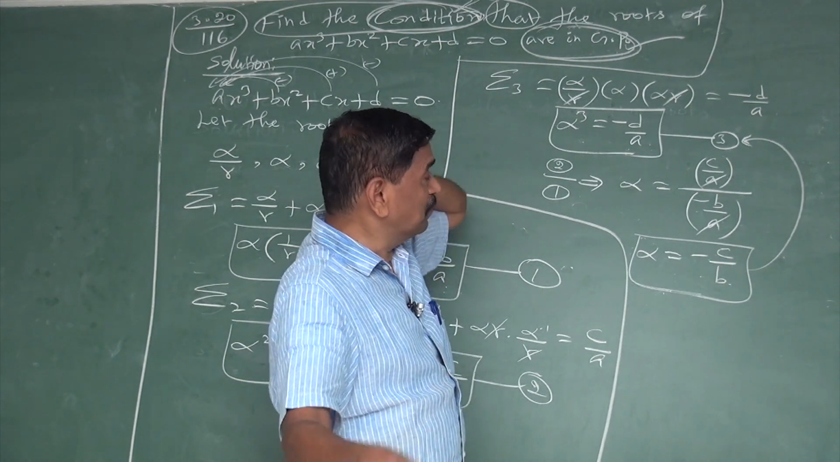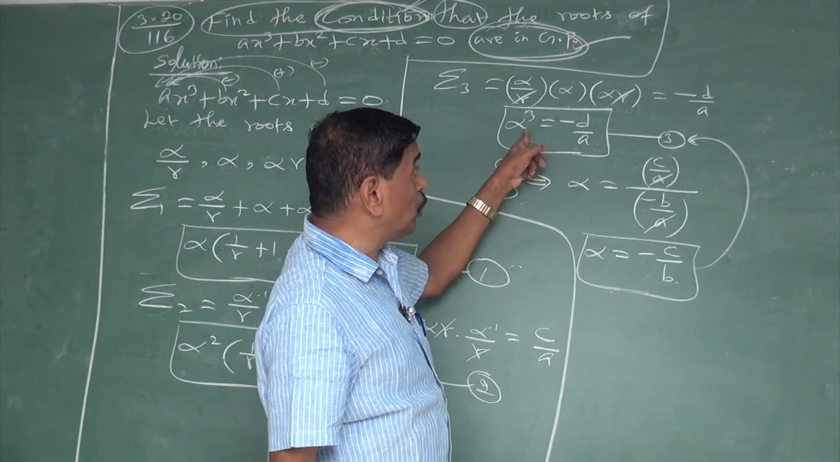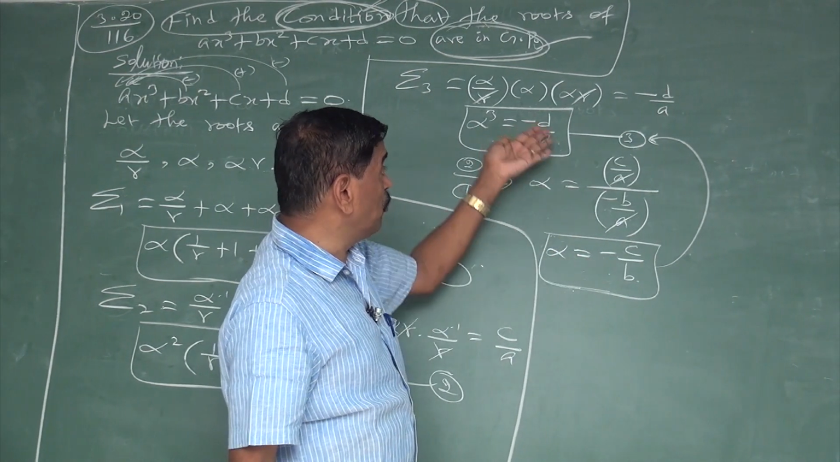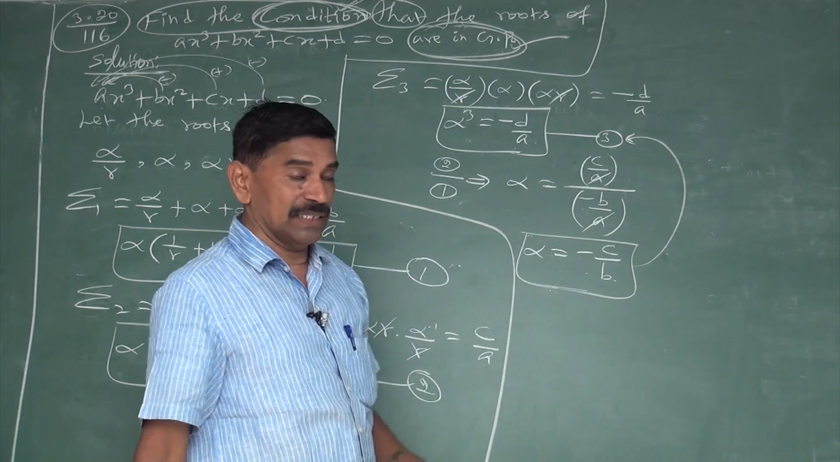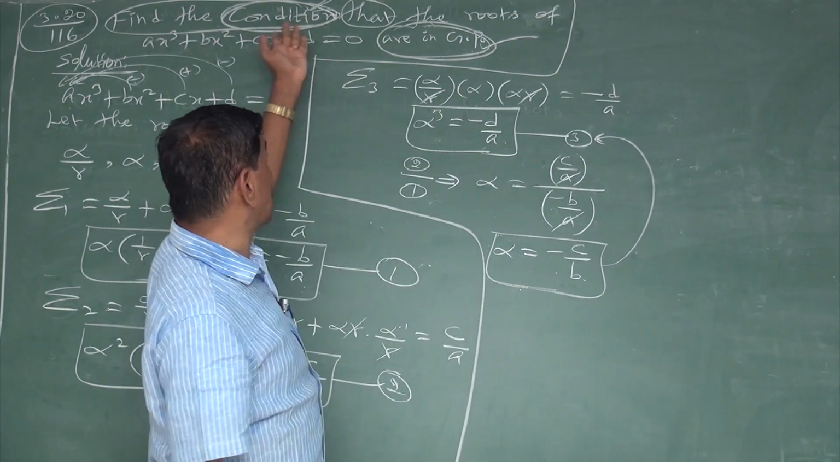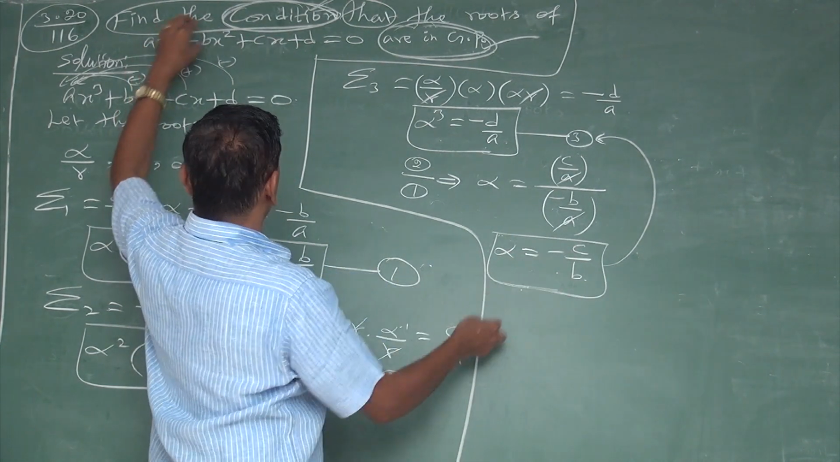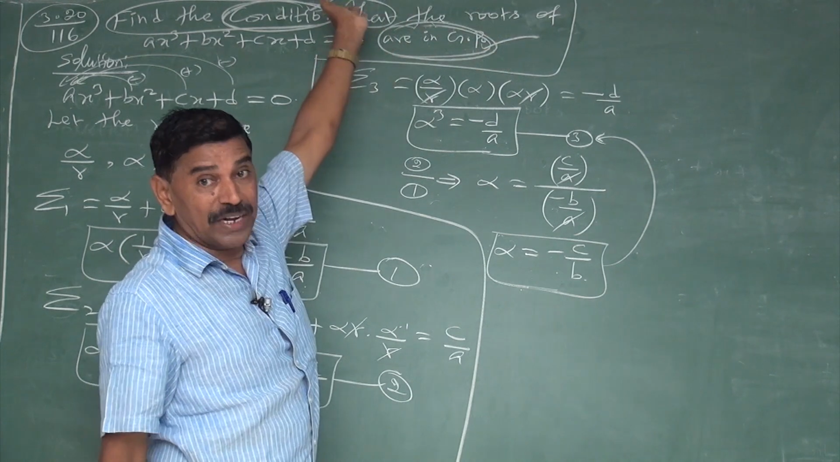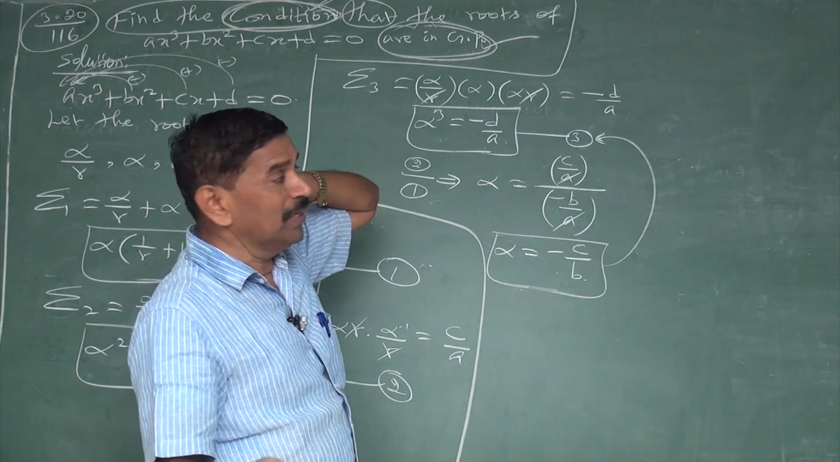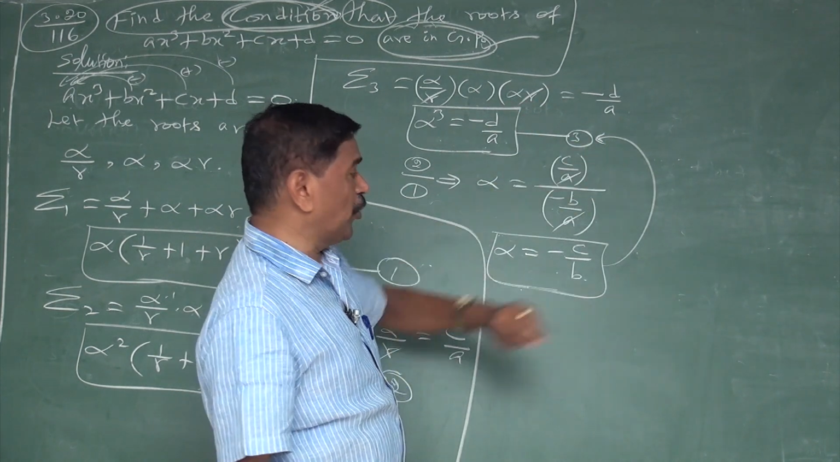But the easy technique is this: here alpha is known and alpha cube is available. Substitute the alpha value in the third equation, and we will get a direct answer. Now there exist two ideas. Since alpha is a root, it satisfies the equation: put x equal to alpha, then alpha equal to minus c by b in the given equation, and we get the required condition. That is type 1. Type 2 is to substitute the alpha value directly in alpha cube, and we get the required condition.